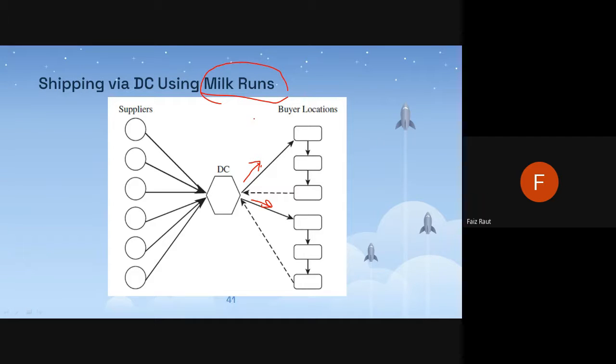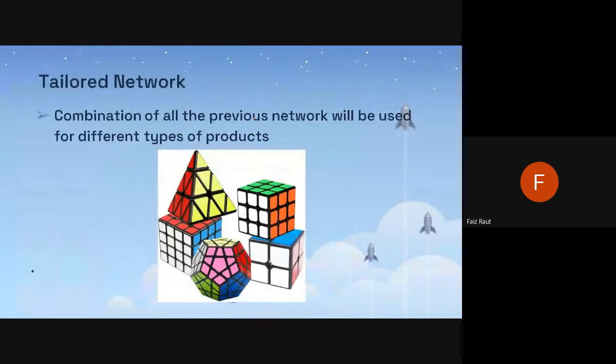Then the last one is a tailored network. There is no such diagram, because a tailored network is a combination of all the previous networks, used for different types of products and different kinds of businesses. Amazon will be delivering products from one distribution center, but there will be certain products which need to be delivered in 2 days, some products in 7 days, and for Amazon Prime customers, some products need to be delivered in 24 hours.